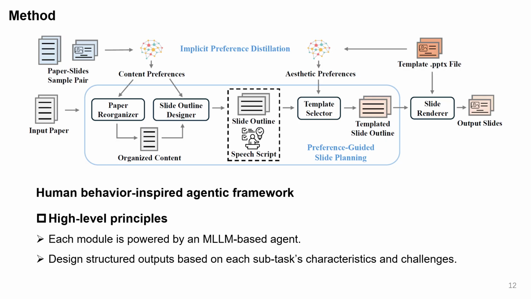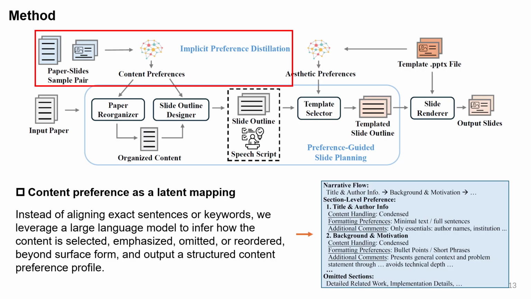We model content preference as a latent mapping between the paper and the slides in the paper-slide sample pair. We leverage a large language model to infer how the content is selected, emphasized, omitted, or reordered beyond surface form, and output a structured content preference profile.